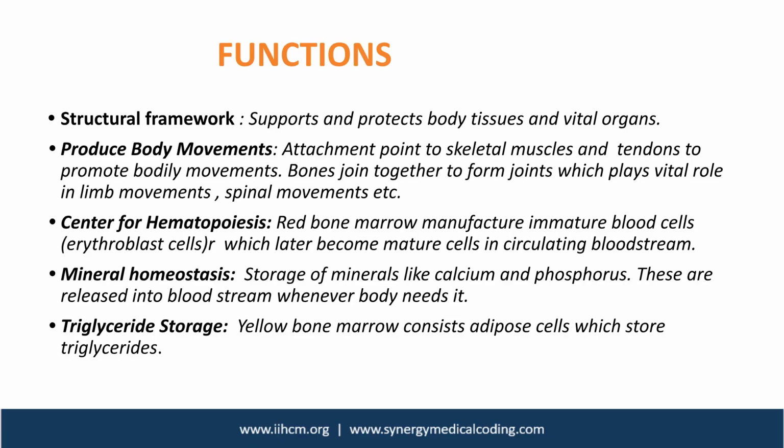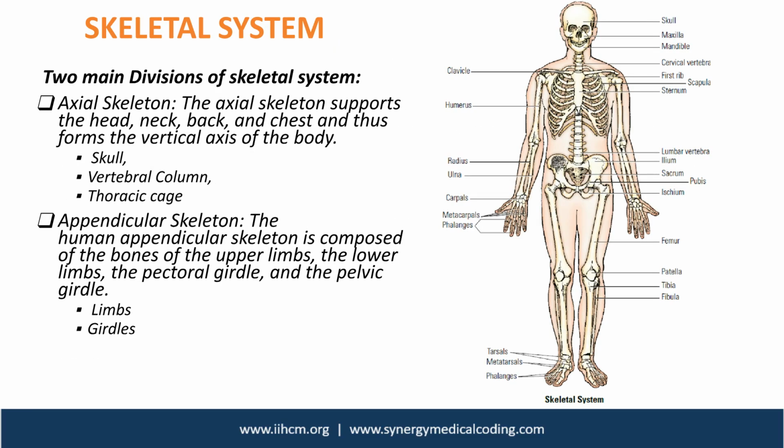The skeletal system's functions include providing a structural framework, producing body movements, serving as a center for hematopoiesis in the bone marrow, maintaining mineral homeostasis by storing calcium and phosphorus, and providing triglyceride storage in the yellow bone marrow. The skeletal system has two main divisions: the axial skeleton, which supports the head, neck, back, and chest, including the skull, vertebral column, and thoracic cage, and the appendicular skeleton, which includes the limbs and girdles.